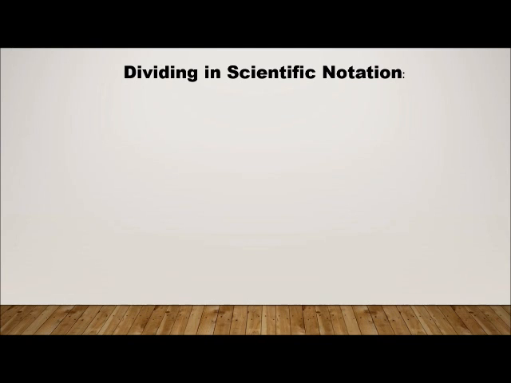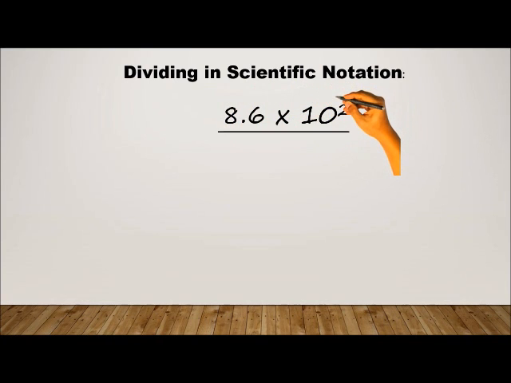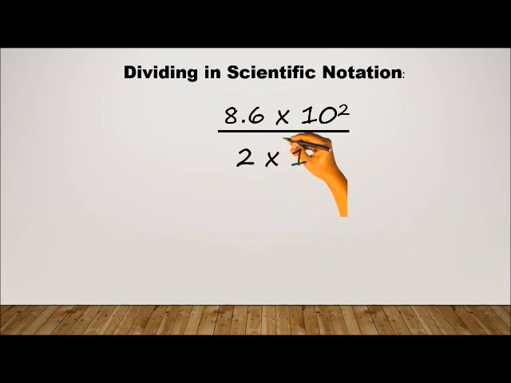Now let's look at how to divide in scientific notation. Again, leaving the numbers in scientific notation will be much easier than trying to change them first. Let's look at the problem 8.6 times 10 to the second divided by 2 times 10 to the negative fourth.